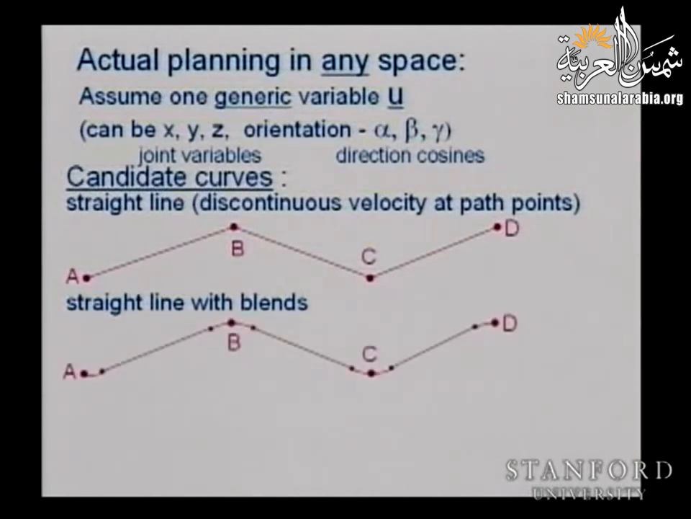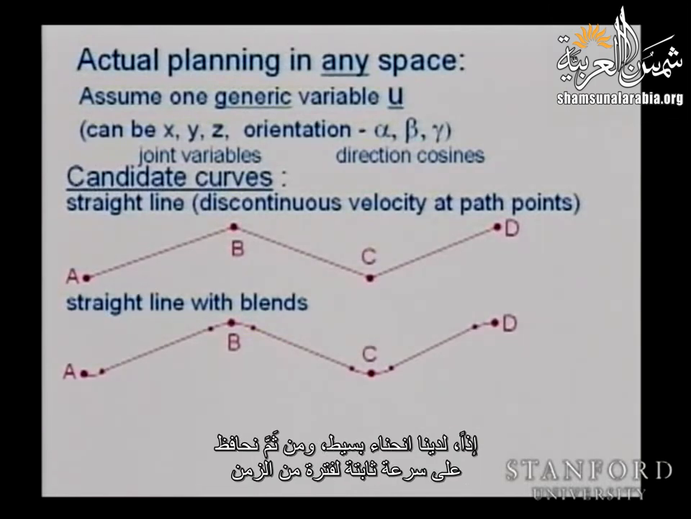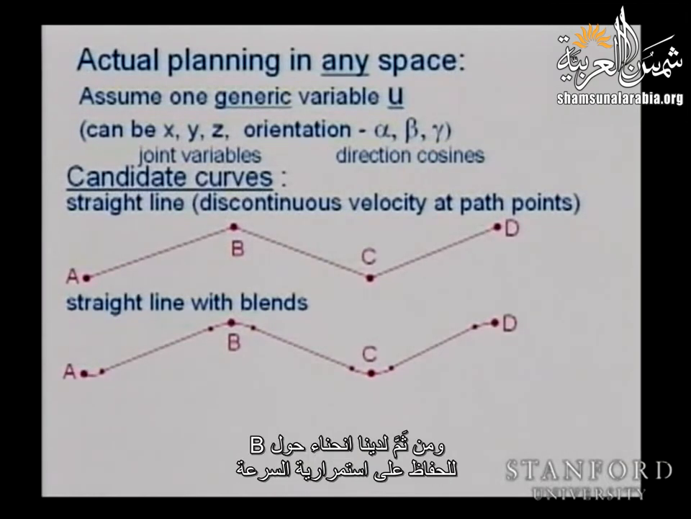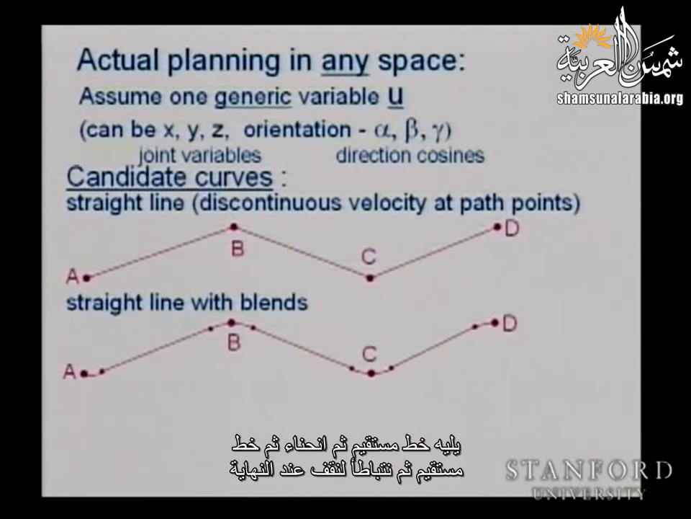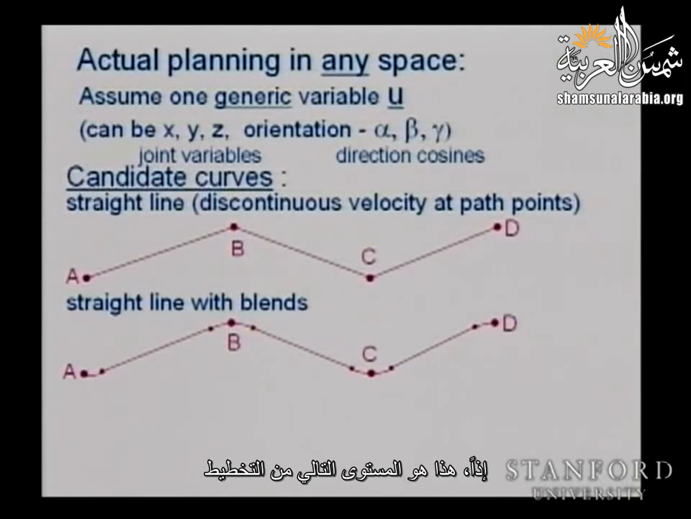Usually we have time to accelerate on the robot. It doesn't just start from scratch. So we have a small blend, then we maintain a straight velocity for a while, then we get a curve around B to maintain the continuous velocity, then a straight line, then a curve, a straight line, and then we decelerate and stop gracefully at the end. You can think about the vehicle that we saw, if it's planning a path, in the same kind of way. So that's the next level of planning.